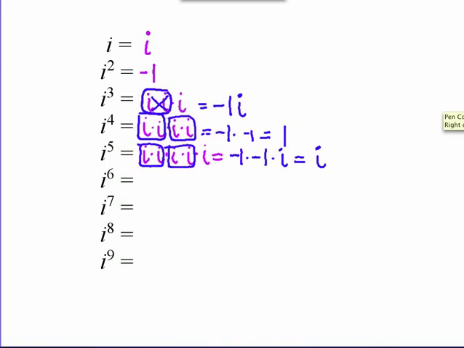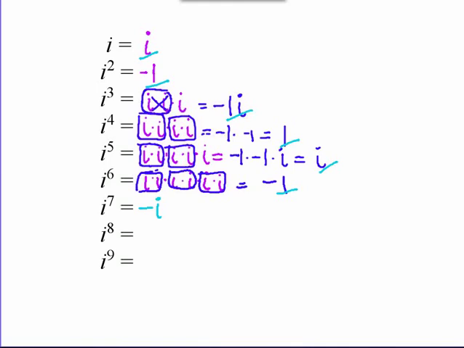i to the 6th: i times i times i times i times i times i. So let's see what I'm going to have. Negative 1, negative 1, negative 1, which gives me negative 1. So let's start looking for a pattern. i, negative 1, negative i, 1. Then i, negative 1, negative 1i. What's i to the 9th going to be? 1i.